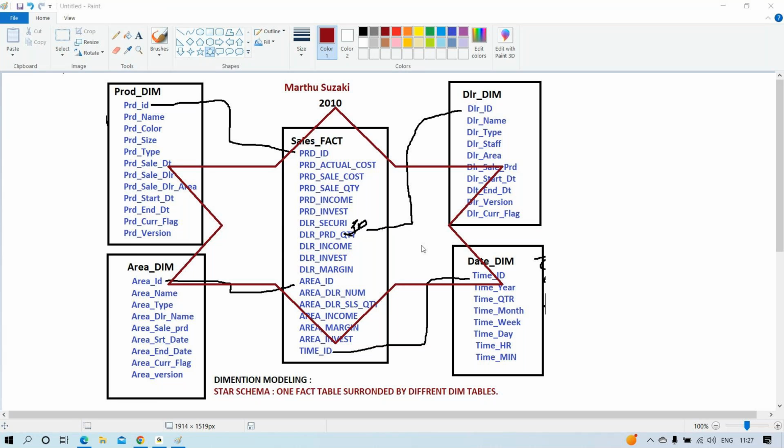Star schema is designed in OLAP, and for that design, accordingly, ETL will load the data into that star schema.